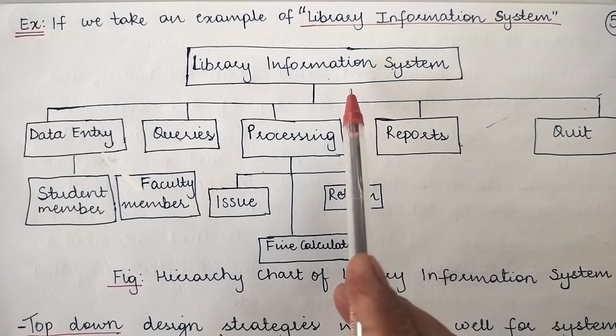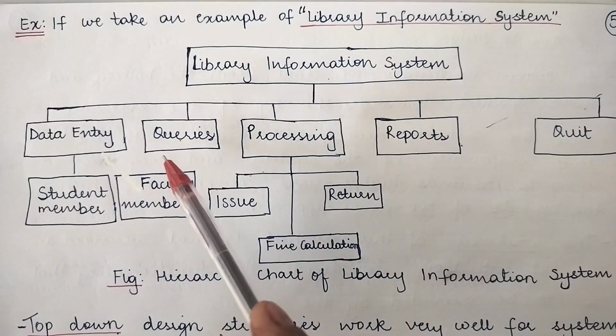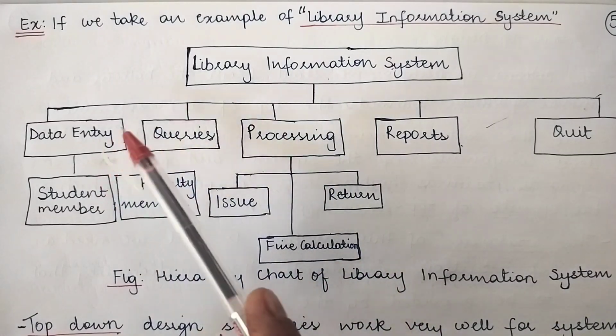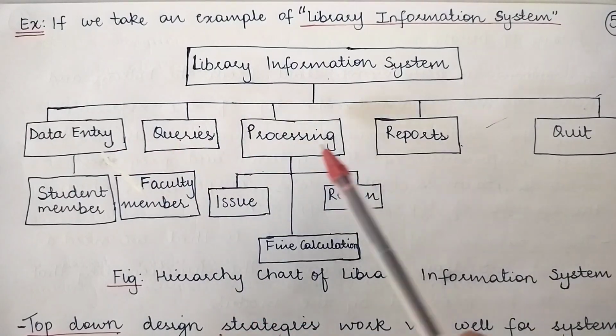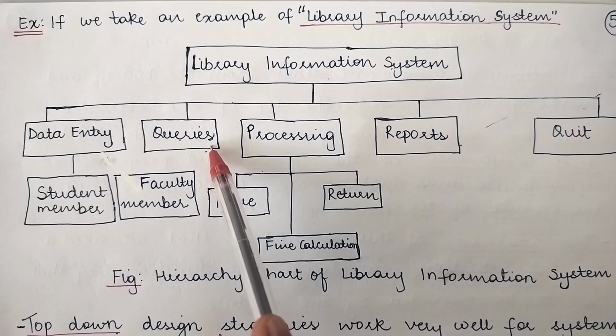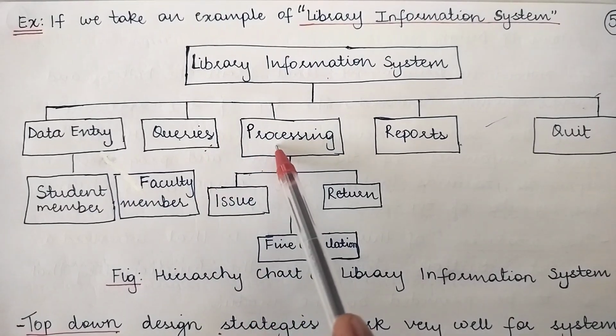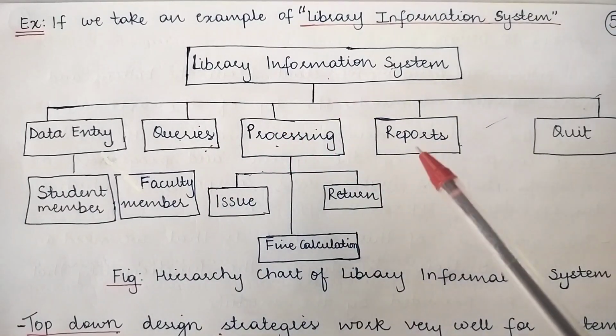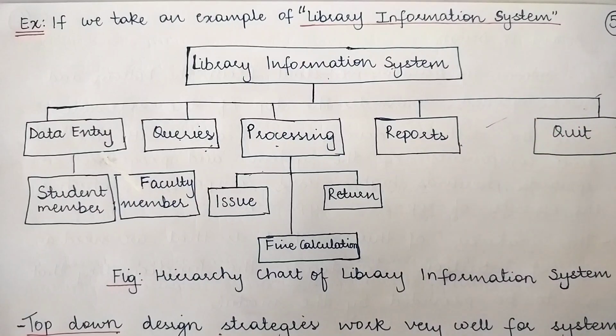So within a library information system, what functionalities can be provided? One is data entry, which is a separate module. It has nothing to do with the queries, processing or reports modules. Queries is a separate subordinate module. Processing is a separate subordinate module. Reports and quit are other separate subordinate modules.